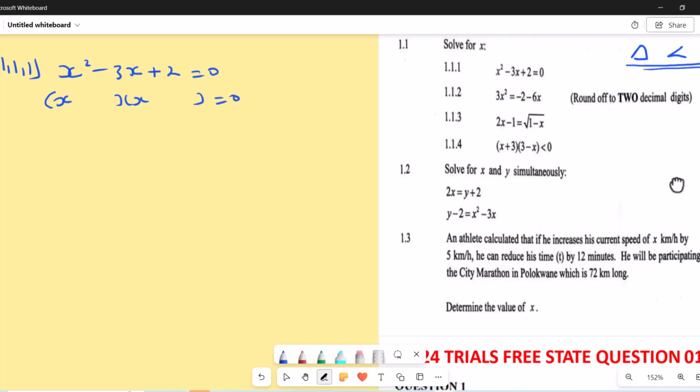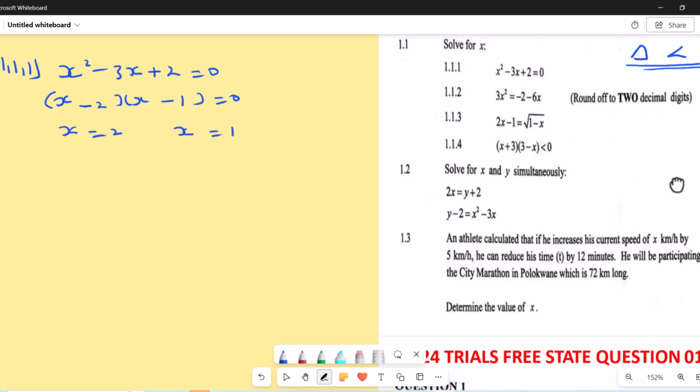So we are going to look for two numbers that multiply to give positive 2 and add to give negative 3. So negative 2 and negative 1, because negative 2 times negative 1 is positive 2, and negative 2 plus negative 1 is negative 3. So in this case, our answer is x equals 2 and also x equals 1.